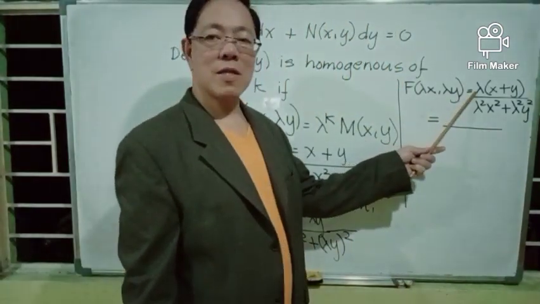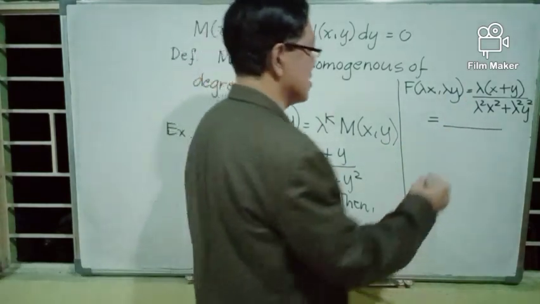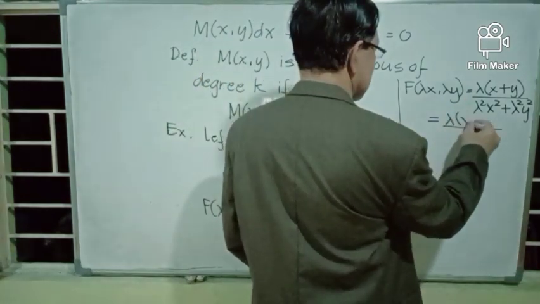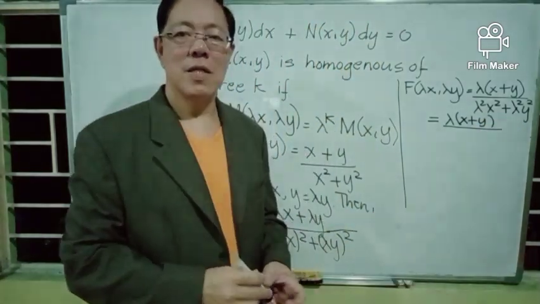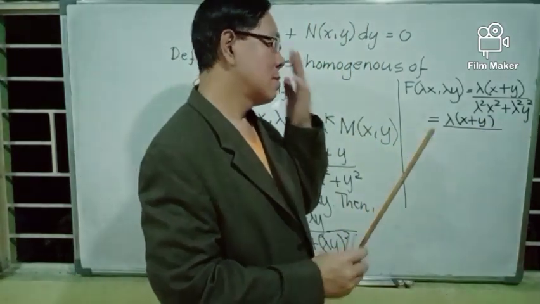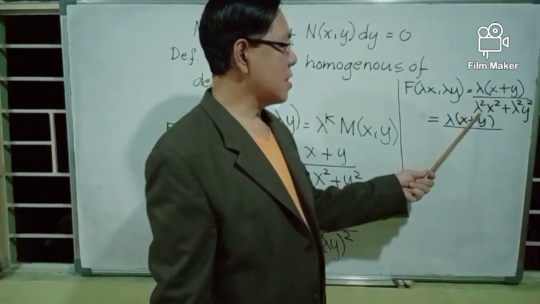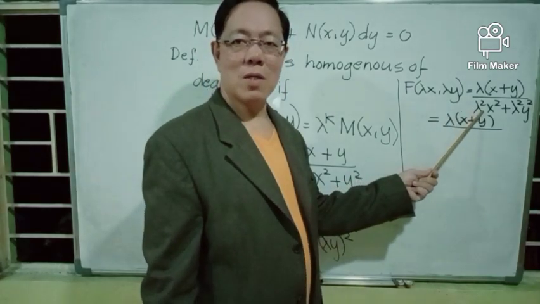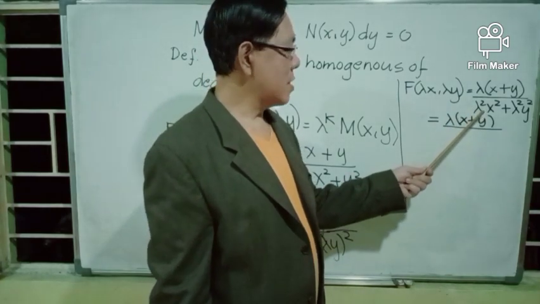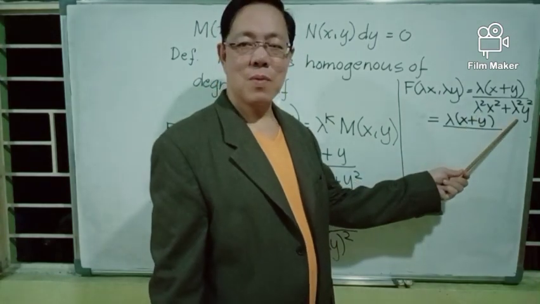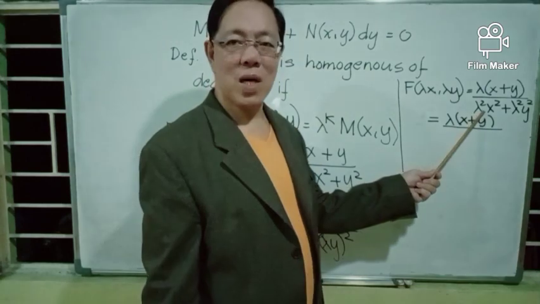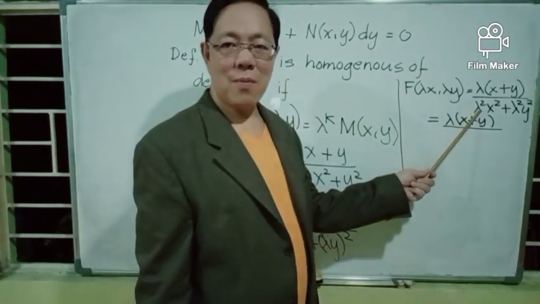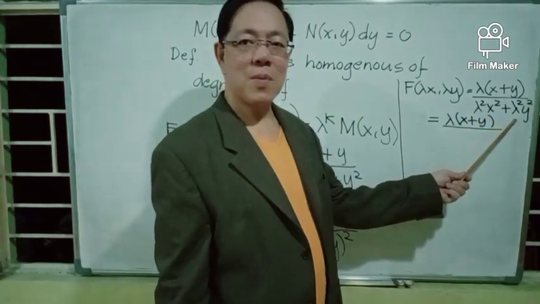The numerator is the same, lambda times x plus y. In the denominator, you can see that lambda squared is a common factor. That is, the first term and the second term both contain lambda squared. So we factor out lambda squared from the first term and from the second term.